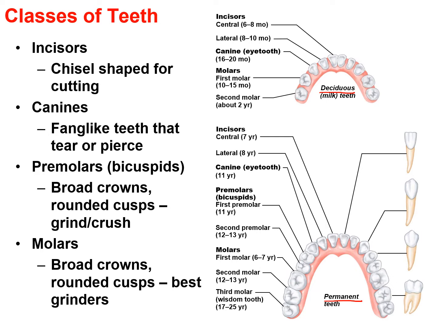And then you have premolars. Premolars are also called bicuspids. They have broad crowns and rounded cusps, and they can crush and grind food. And then you have your large molars that have even broader crowns and rounded cusps, and these are going to be the best teeth at grinding your food.